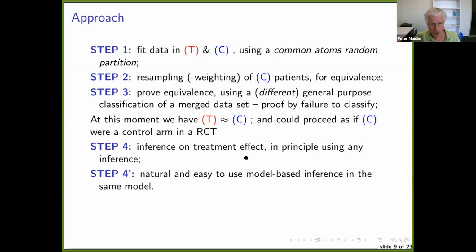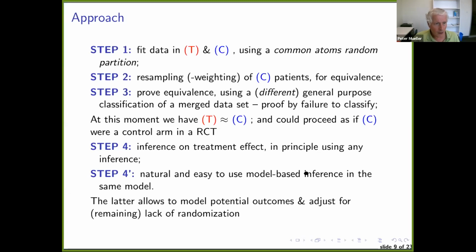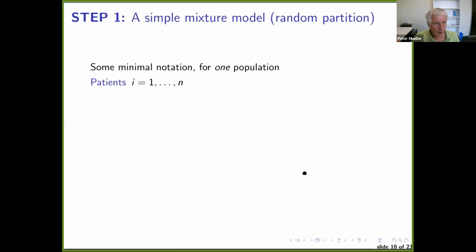So I told you in step 4, if we succeed in making them equivalent, then we could now pretend we have 2 randomized arms. Sometimes we might be in a situation where we fail to show equivalence. We still have the backup option of using our model-based inference to carry out causal inference, where we can adjust for the remaining lack of randomization. And we'll talk about that in the context of the specific model. So I want to now talk you through the specific model.